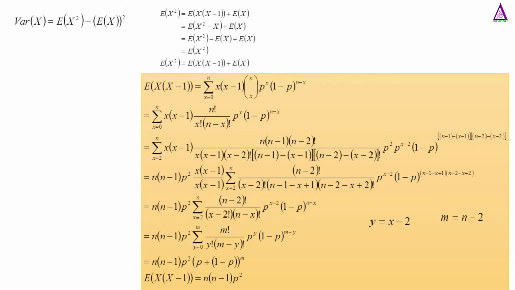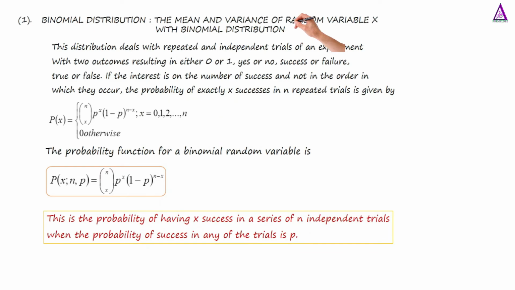Proving of some discrete random variables. I would like to start from the binomial distribution. This distribution deals with repeated and independent trials of an experiment with two outcomes, resulting in either 0 or 1, yes or no, success or failure, true or false. If the interest is on the number of successes and not in the order in which they occur, the probability of exactly x successes in n repeated trials is given by the probability function of a binomial random variable X.